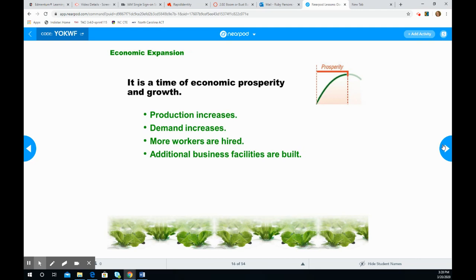All right, still in prosperity. It's a time of economic prosperity and growth. When you're in prosperity, you've got production increasing, demands for your goods and services are increasing. At this point, because those demands for goods and services are increasing, more workers are now hired, and additional business facilities are built in other locations so that they can get more goods and services out.